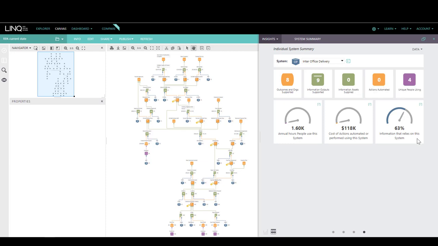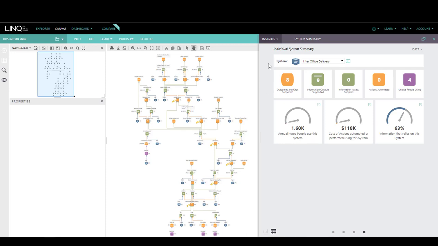It has an impact of 63% in terms of information that's flowing through the organization that at some point relies on this system. So what that's saying is, as content flows through the business, there is a point where 63% of it has to flow through the intra-office delivery as a system on its way to enabling the business outcomes to be achieved. And we can see the cost of using the system and also the amount of time spent in the system.